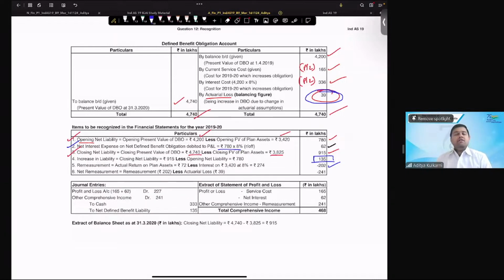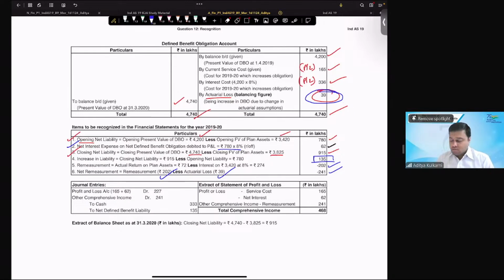And finally, when we talk about net remeasurement, I am having an actuarial loss of 202 on the assets and an actuarial loss of 39 on the liability. So that comes to 241 actuarial loss on the overall plan as a whole. Are we okay with this? Yes, sir. Perfect. Jeannie, did you get it? Hemant, did you get it? Yes.